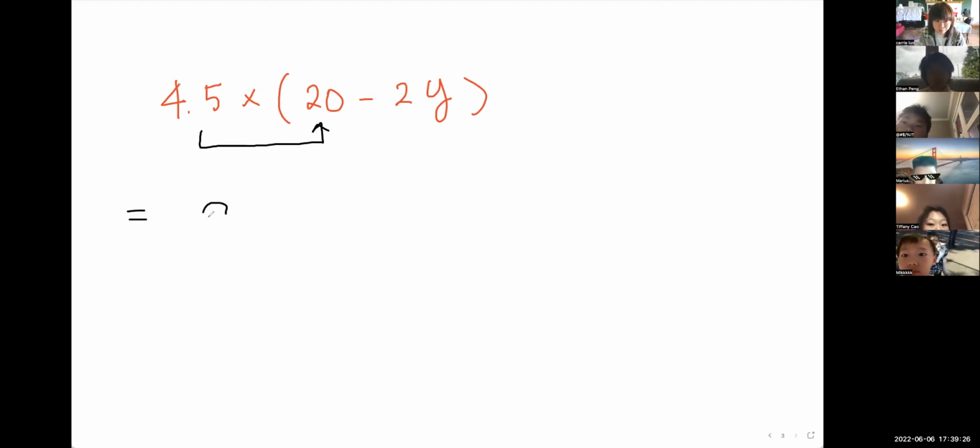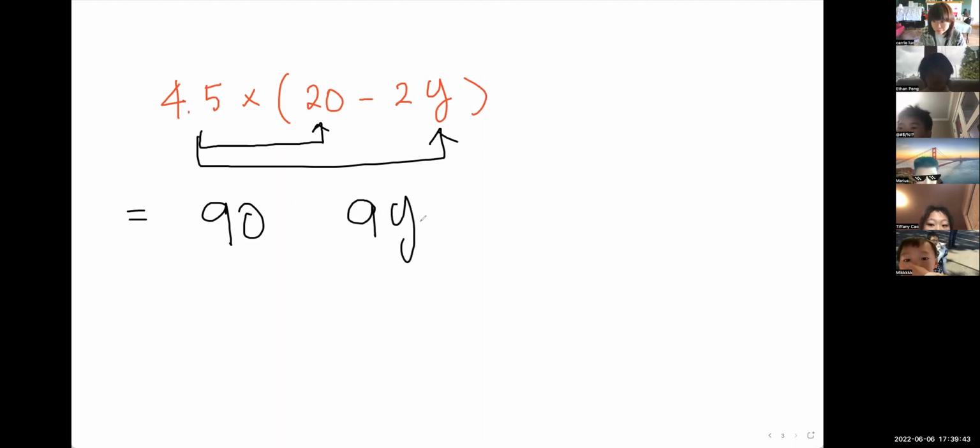So 4.5 times 20 equals what? 90. Very good, 90. And 4.5 times 2y equals what? 4.5 times 2. 9y. Very good. So it's negative, so 90 minus 9y. Understand? Okay, very good.